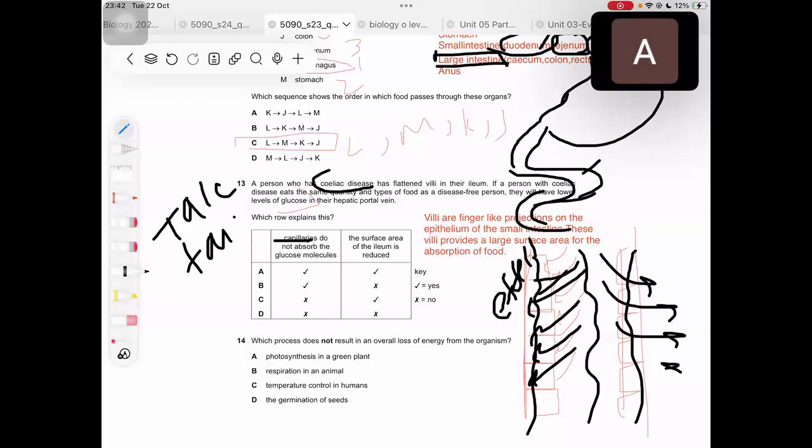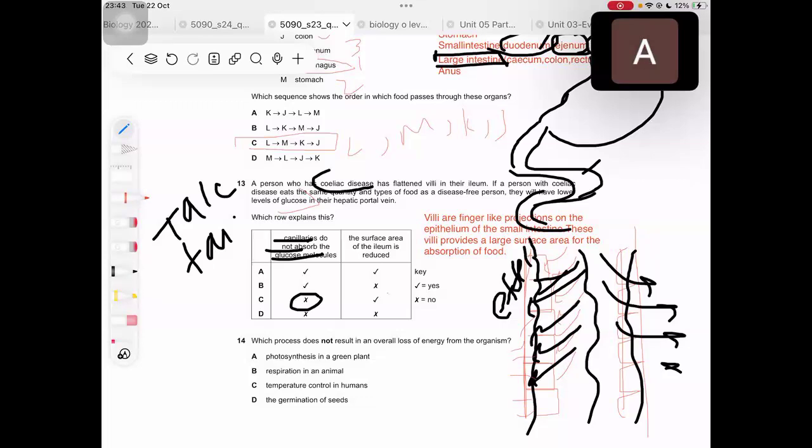Here they say capillaries do not absorb glucose molecules. Actually, it's not any problem with the capillaries. Capillaries are okay over here. They can absorb the glucose molecules, but the issue is with the villi. The surface area of the villi in the ileum has been reduced, hence not much glucose is being absorbed. Therefore, the capillaries do not have any involvement with this part. Capillaries are functioning properly inside the villi, but they are not allowed to function properly because of the reduction in the surface area.